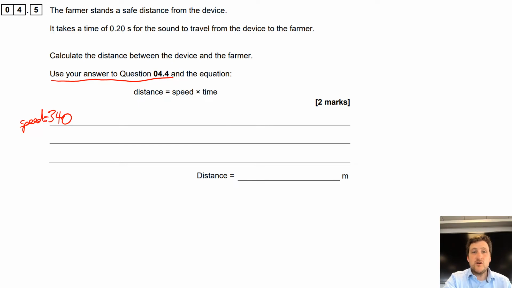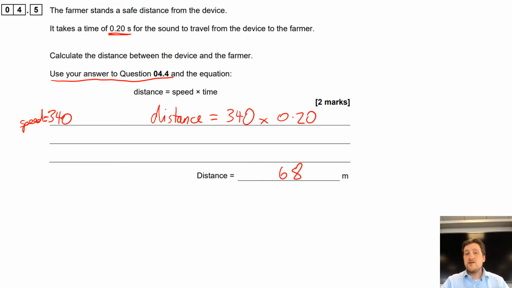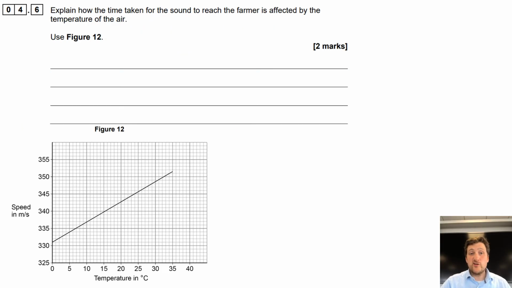So our distance, well, how far is our distance? We don't know that. That's the whole point. So again, it's 2 marks, so we're just going to substitute in our numbers, 340 times 0.20 seconds, and that is going to equal 68 meters. You get 1 mark for substituting the values, and 1 mark for using your calculator.